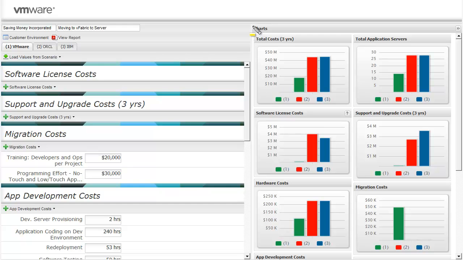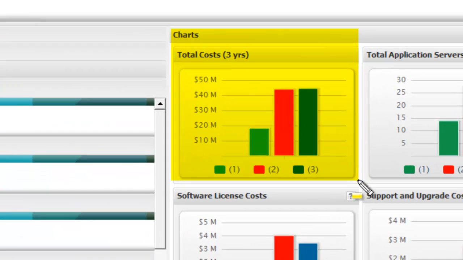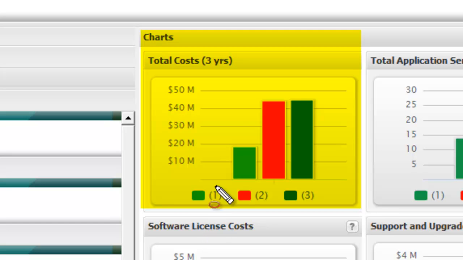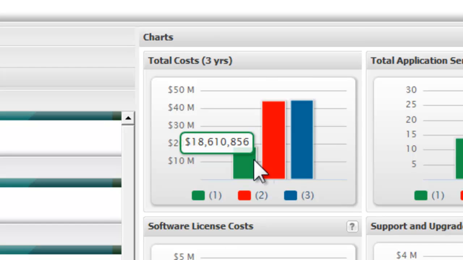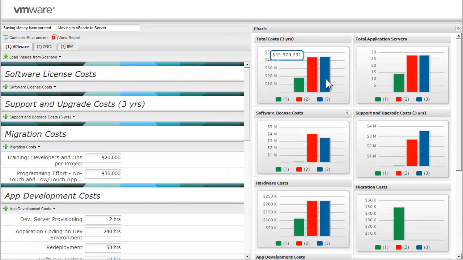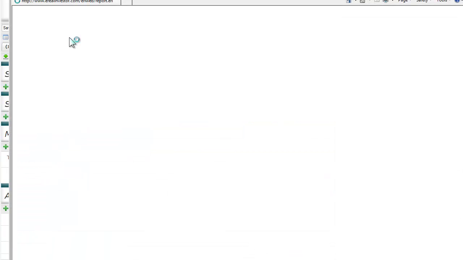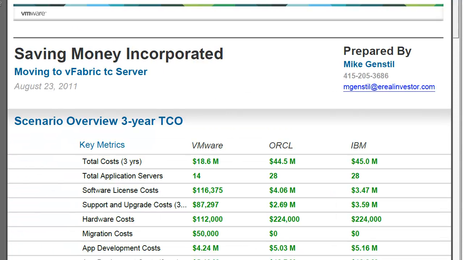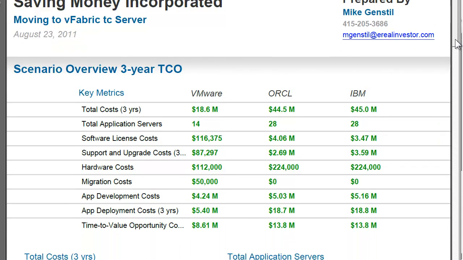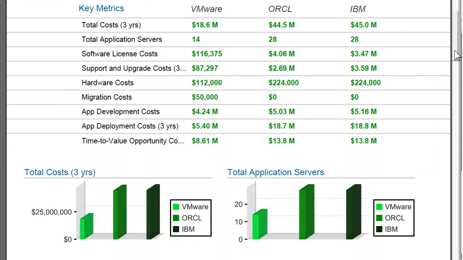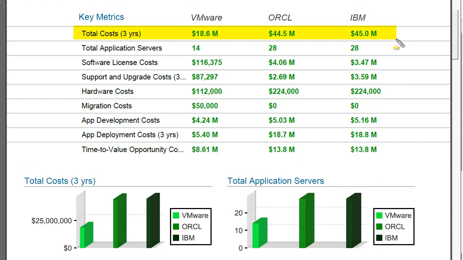After we punch in our numbers, we can see that the total cost, that's our most significant change, the total cost of vFabric tcServer, including all our calculations, all our factors, is by a factor of half the price of a commercial J2EE application server. We can print out a report and get our numbers in a detailed manner. The total cost over 3 years, in a comparison here, vFabric tcServer not only costs half as much, it also uses about half as many of the resources.